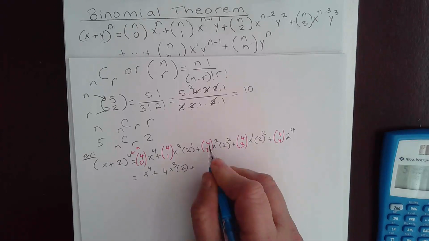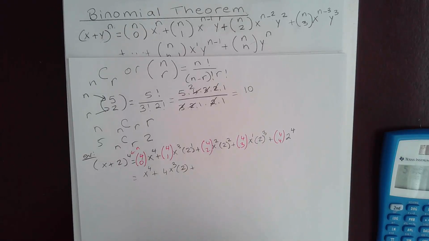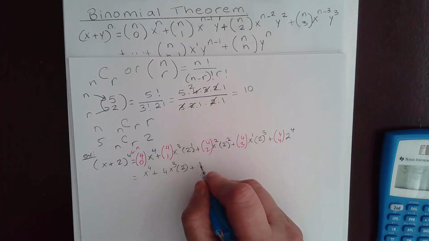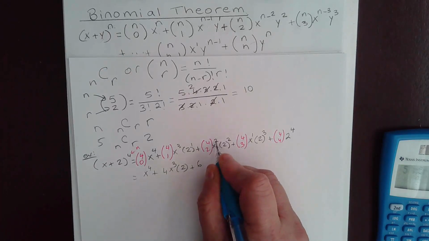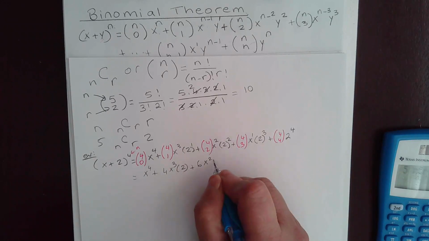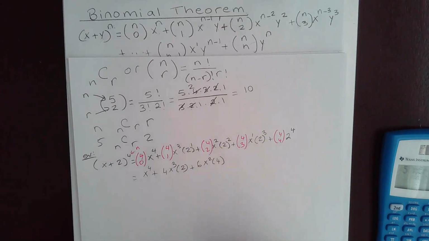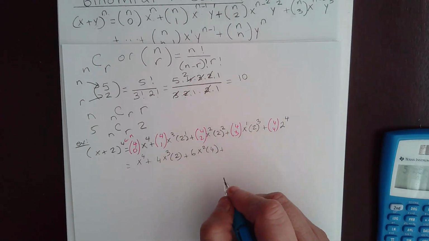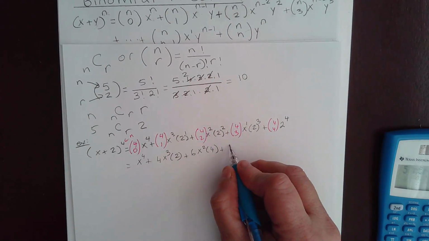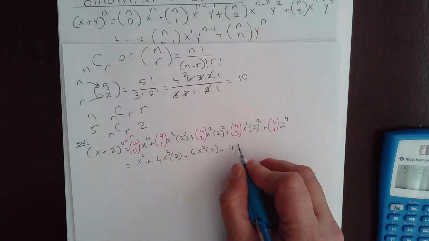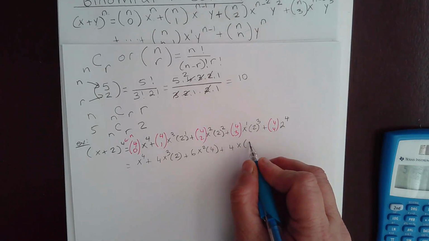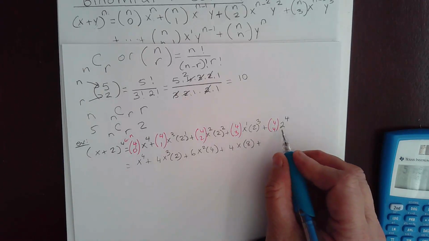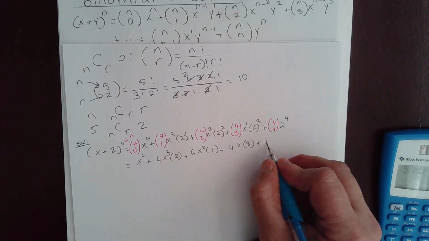Plus. And then if you go ahead and evaluate 4 choose 2, you should be able to get 6. And here you have x squared times 2 squared, which is 4. Okay, plus, now 4 choose 3, you see that this is 4, and x to the 1 is x, 2 cubed is 8, and then plus 4 choose 4 is simply 1. 1 times 2 to the 4, 2 to the 4 is 16.